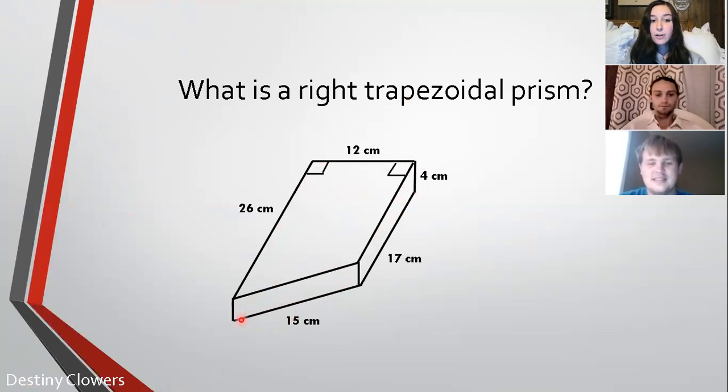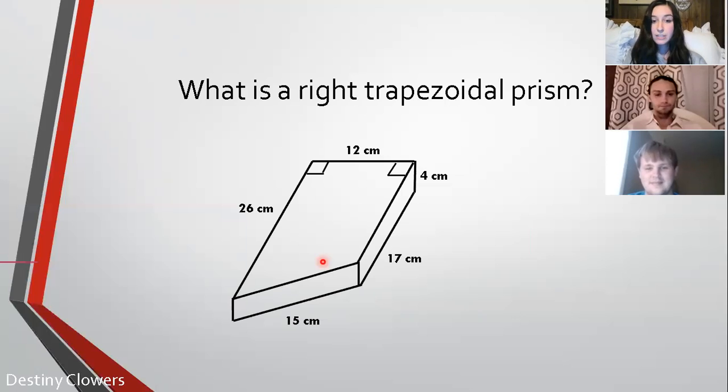Now, this is called a right trapezoidal prism because the bases and the rectangular face where they meet over here form a right angle, a 90-degree angle. So that's why we call it a right trapezoidal prism.